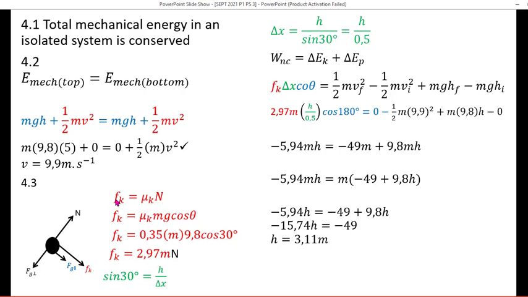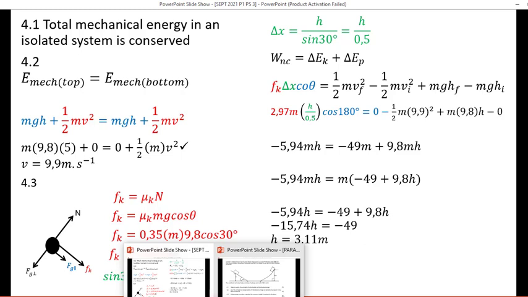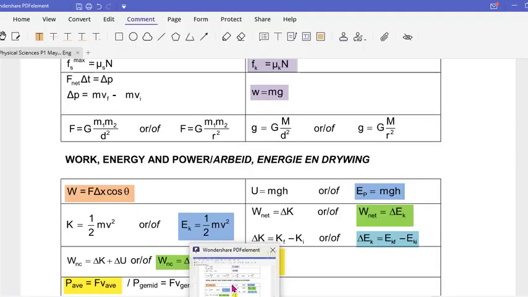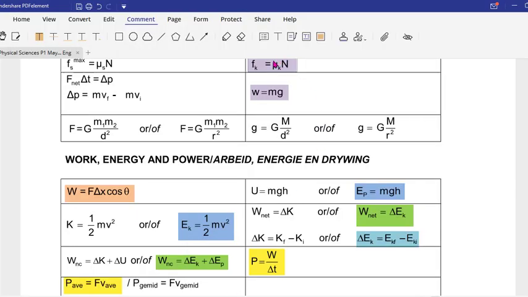So we say that Fk is equal to the coefficient of friction times the normal force. Let us remember that on the formula sheet for forces, whenever you are given the coefficient of friction and you are to determine the frictional force, we use this formula, which is frictional force is equal to coefficient of friction times the normal force.